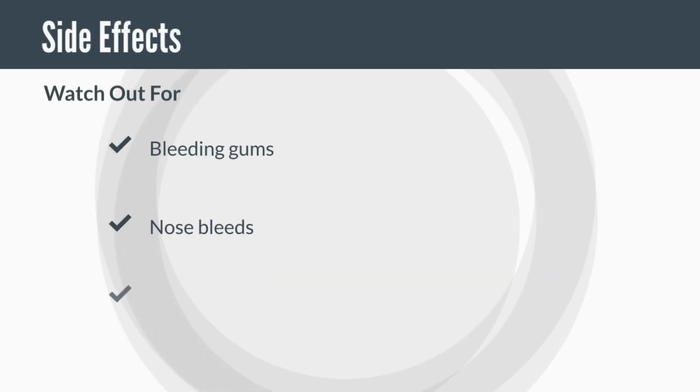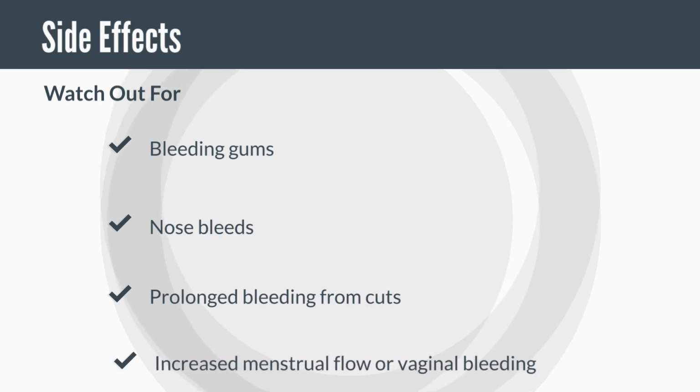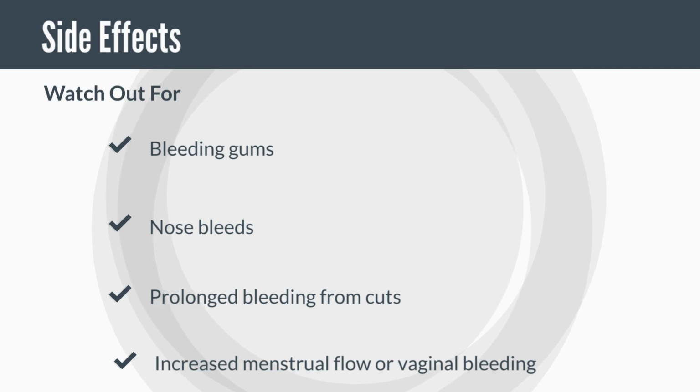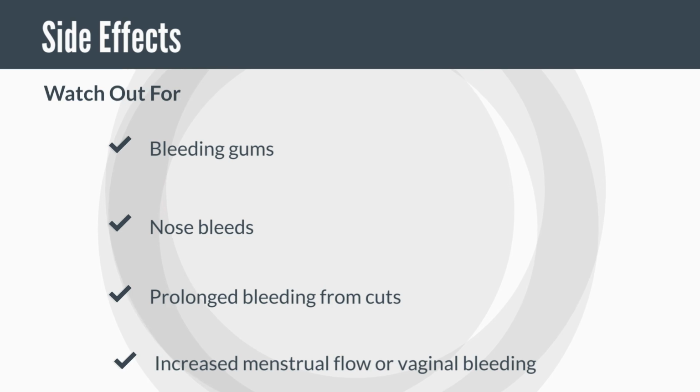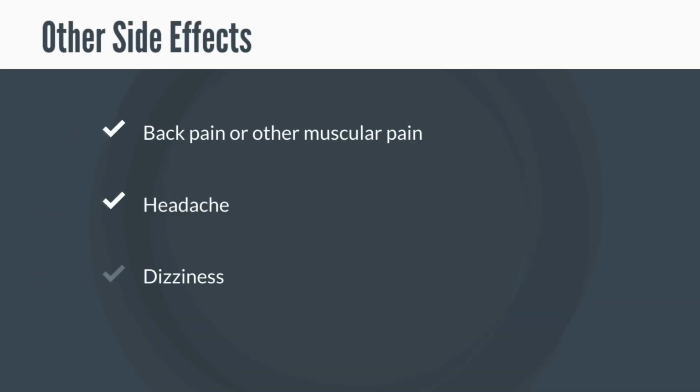Other forms of bleeding that have been observed with Xarelto include bleeding gums, nosebleeds, and prolonged bleeding from cuts. That is, when you get a cut, instead of the blood clotting right away, it takes a longer time to clot. And sometimes there may be an increased menstrual flow or vaginal bleeding. These are all things to look out for, and if they become excessive, it is definitely a good idea to seek medical help. Other reported side effects include back pain or other muscular pain.